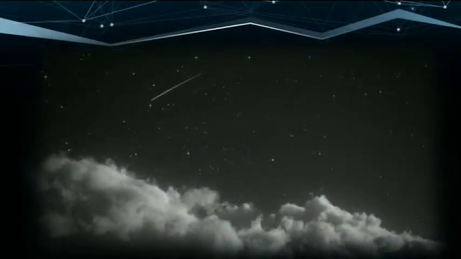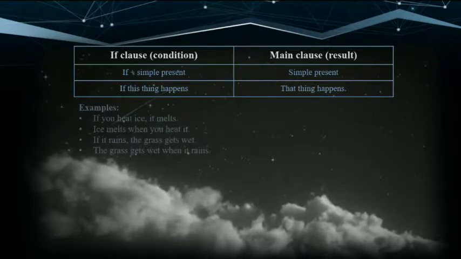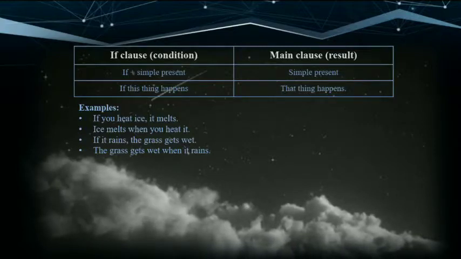Let's take a look at this table. If plus simple present, or if this thing happens, that thing happens. The tense in both parts of the sentence is the simple present. For examples, if you heat ice, it melts. Ice melts when you heat it. If it rains, the grass gets wet. The grass gets wet when it rains.